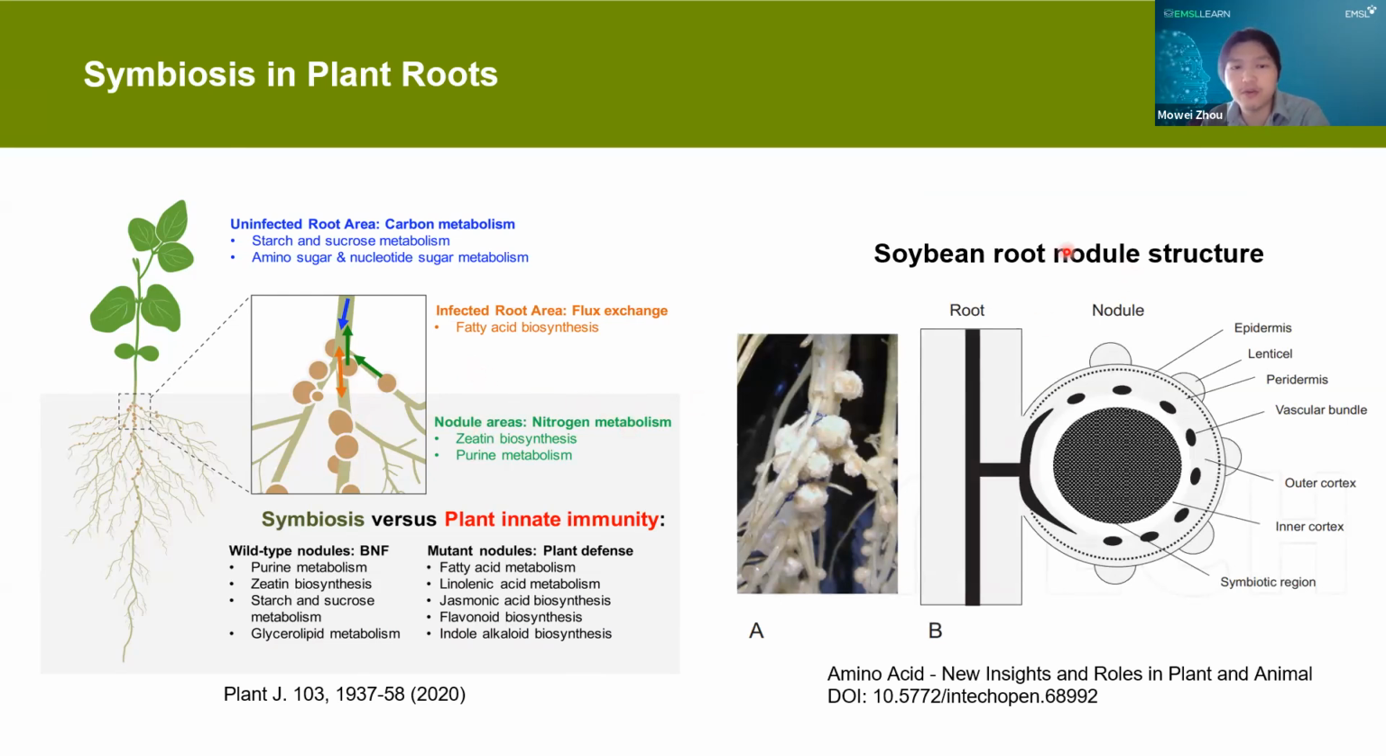To give you a better view of the structure of the soybean nodule, this is a cartoon figure of the actual soybean nodule. You have the plant root, and then in the middle of the nodule, this is the symbiotic region where the bacteria is localized. So you would expect to see most of the bacterial proteins inside this symbiotic region, while the outside will be just the plant materials.